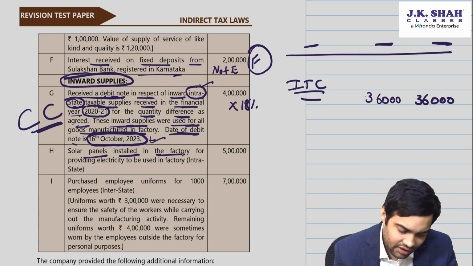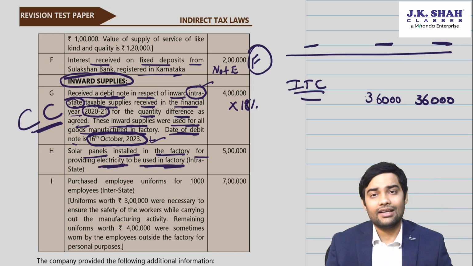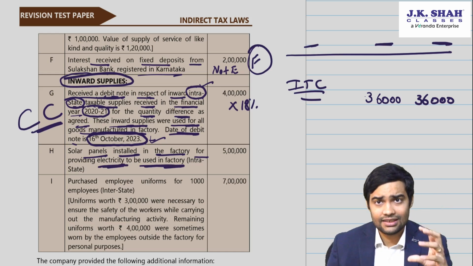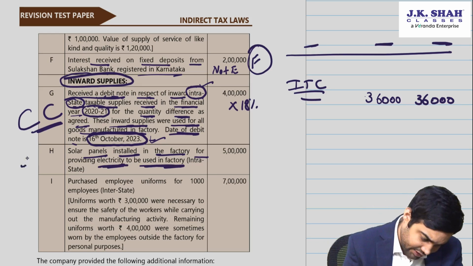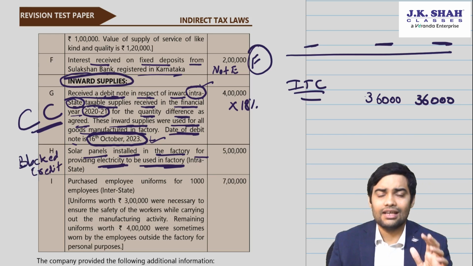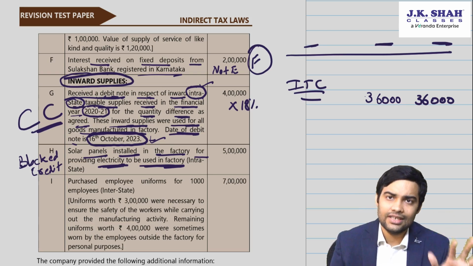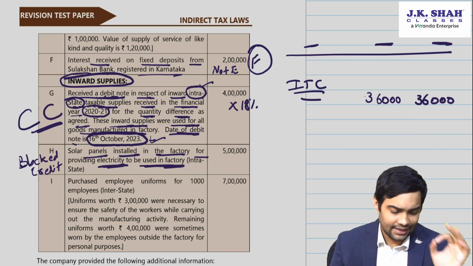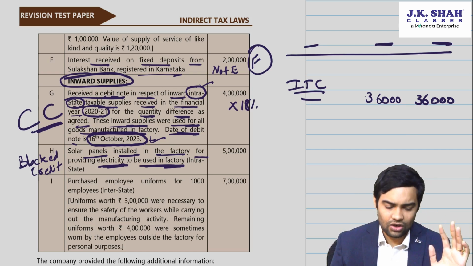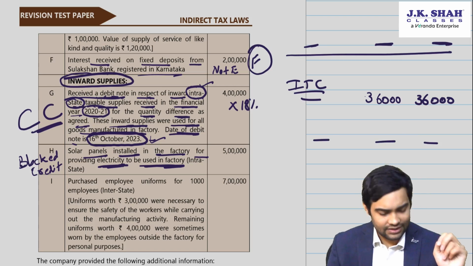Solar panels installed in the factory for providing electricity to be used in the factory. Solar panel installed. Institute has taken a stand that this will be block credit because it is for construction of an immovable property and it will not qualify to be plant and machinery. However, a different view can be taken in real life based on circumstances, but for your exams I would obviously tell you to stick to the positions taken by ICAI. So solar panel, if ICAI is saying ITC is not eligible, block credit, you also treat it as block credit, no ITC would be available for this.